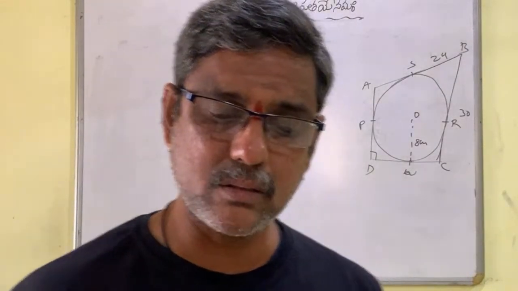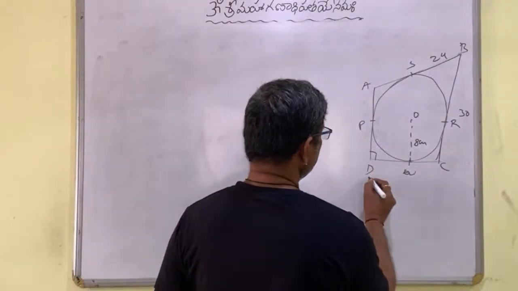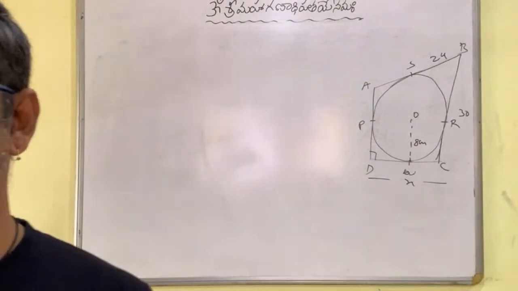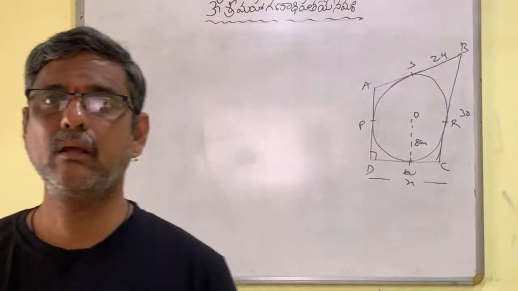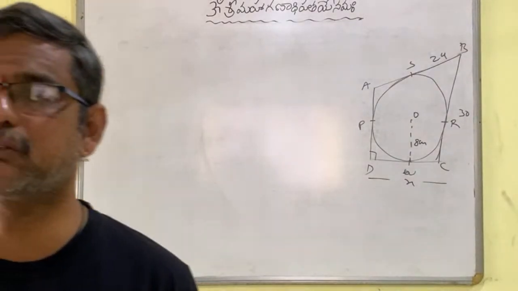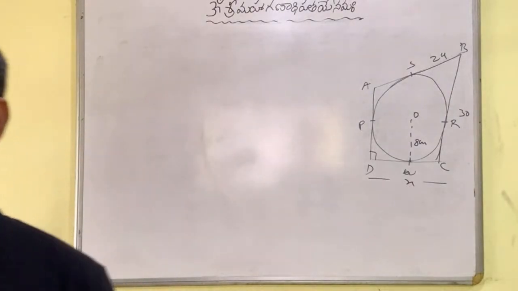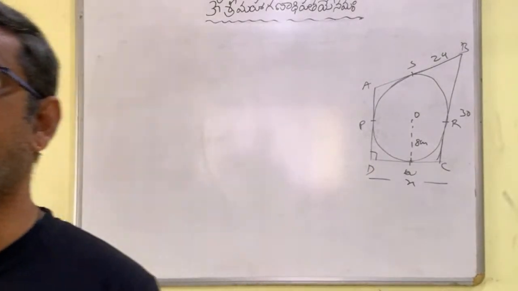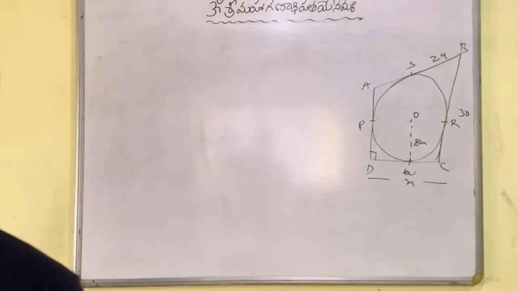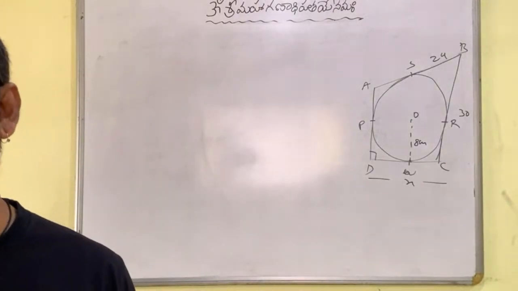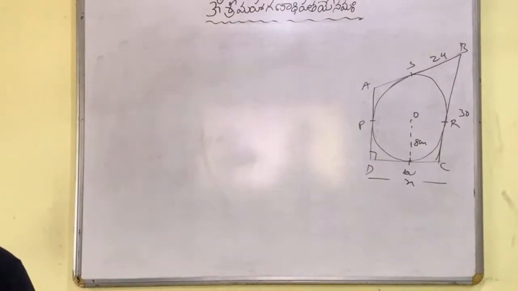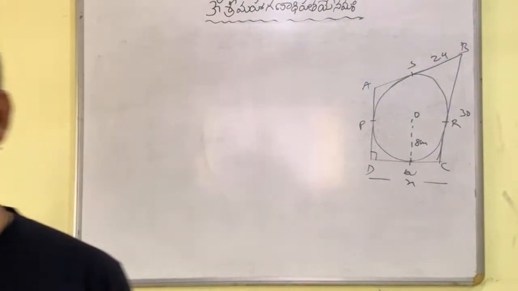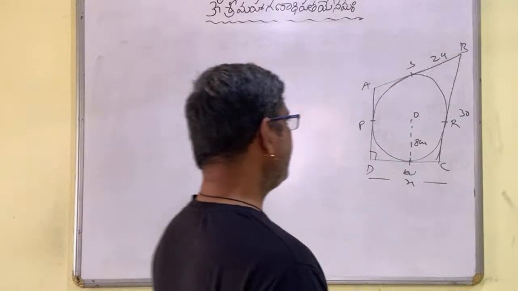And what we have to find out? Length of BC. This total length we need to find out. This is what the question is. ABCD is a quadrilateral in which AD is perpendicular to DC and a circle is inscribed into it. The radius of the circle inscribed into it is 8 centimeters, BS is 24 and BC is 30 centimeters. We need to calculate side DC.